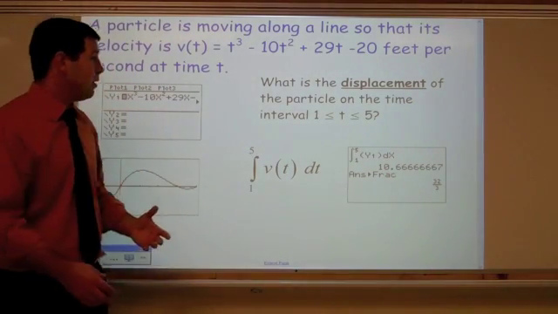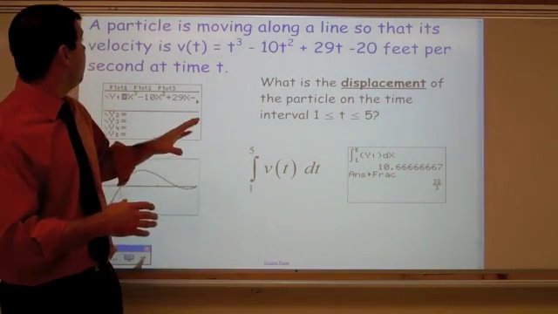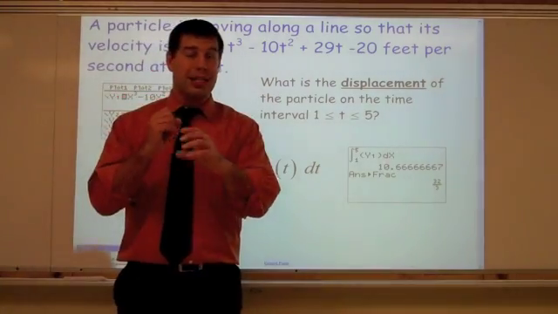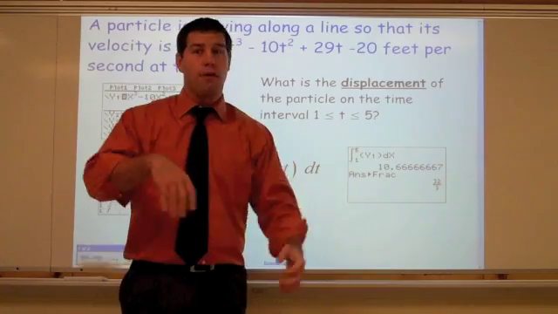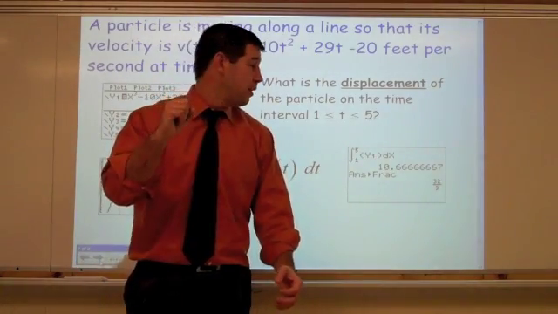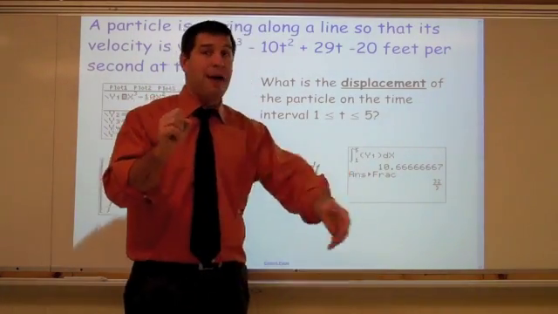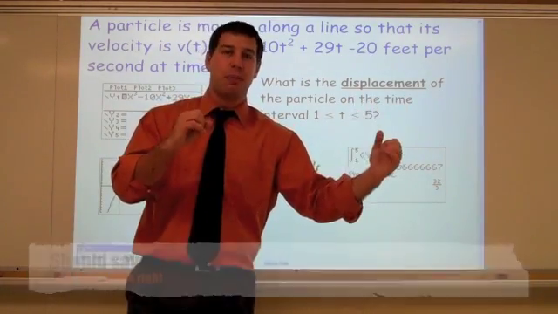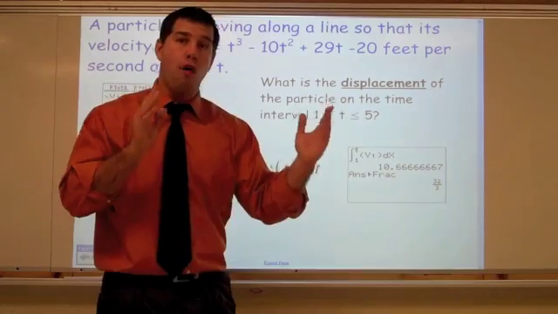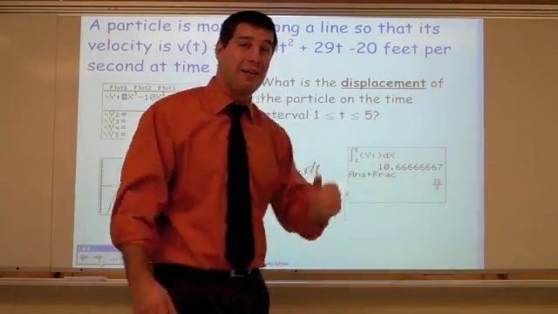So that means that this particle is 10.6 units to the right of where it started. At 1 second it's here, 4 seconds later at 5 seconds it's 10.6 units to the right. It's that far displaced. That's its net change over those 4 seconds, from 1 second to 5 seconds.